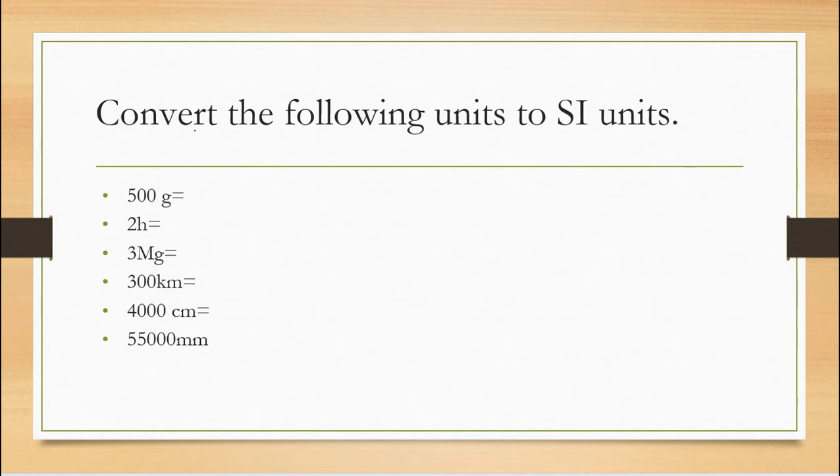So here we want to convert these units to SI units. 500 grams. We know that the SI unit of mass is kilogram, not gram. And 1 kilogram is equal to 1000 grams. Kilo means 1000. So 500 grams is 0.5 kilogram. 2 hours. We know that the SI unit for time is not hour, it is second. So 1 hour is 60 minutes, and each minute is 60 seconds.